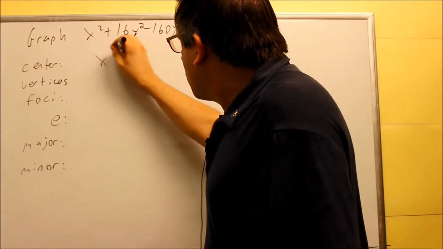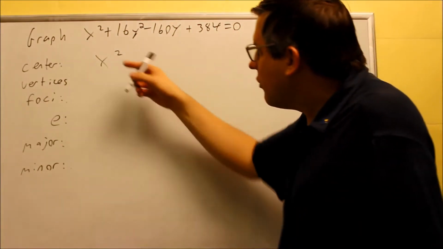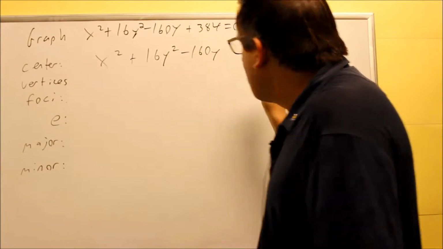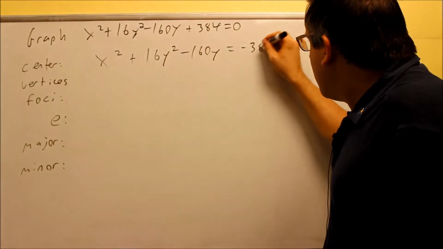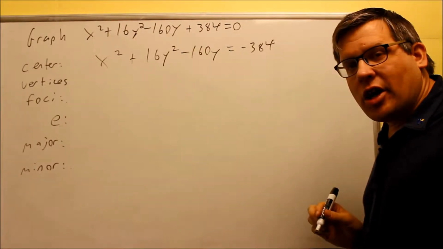So first what we're going to do is we're going to set it up. Now the x squared, there's nothing we can do with that. We'll just leave it as x squared. Now these are already written properly. And then I'm going to put the 384 on the other side of the equation. So that's my first step.